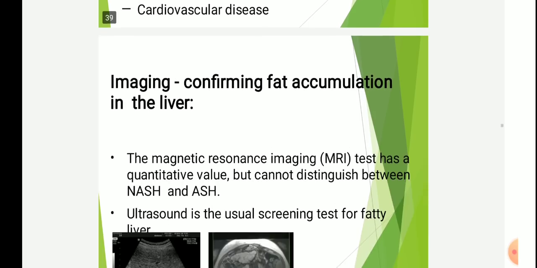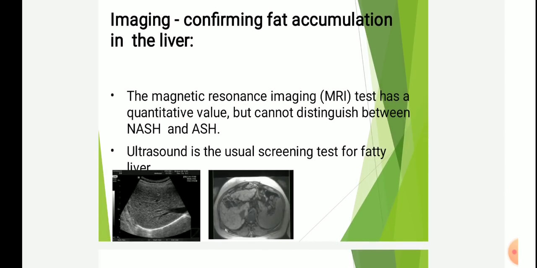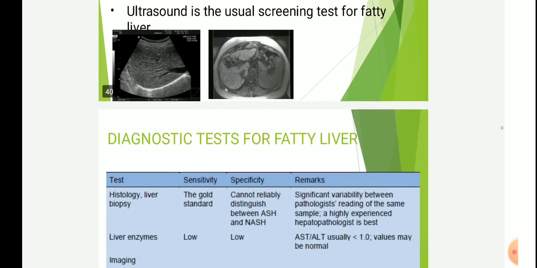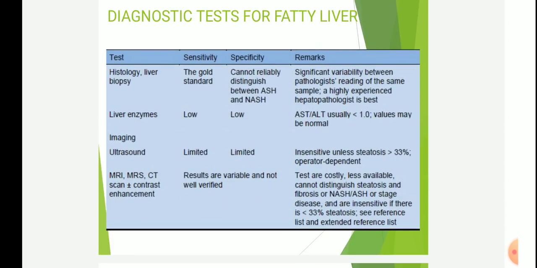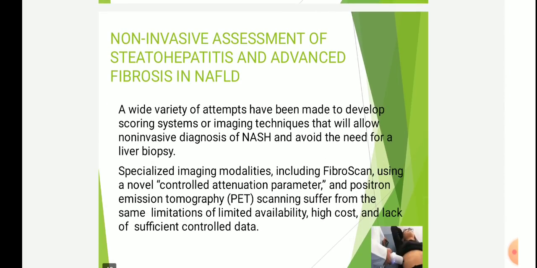So imaging techniques here confirm fat accumulation in the liver. So USG findings there. The diagnostic tests that you have to resort to, gold standard as always, the biopsy, the histopathological study. Okay, so that's important. And then liver enzymes, AST, ALT. Then imaging: ultrasonography, MRI, CT scan. So all these contribute to the assessment of the presence of these particular diseases.